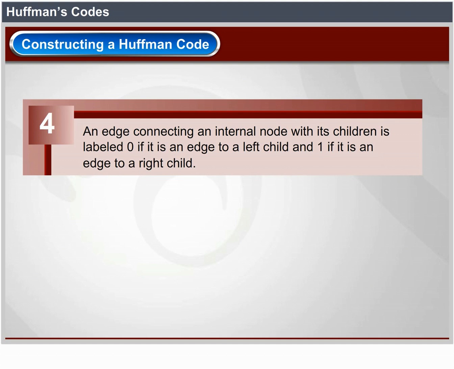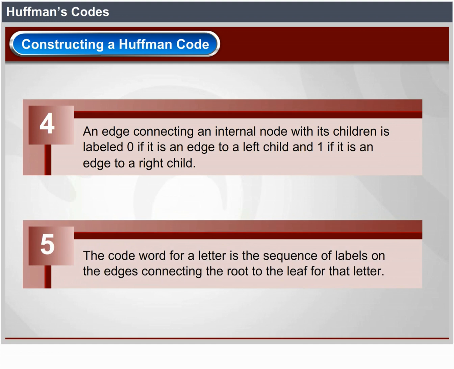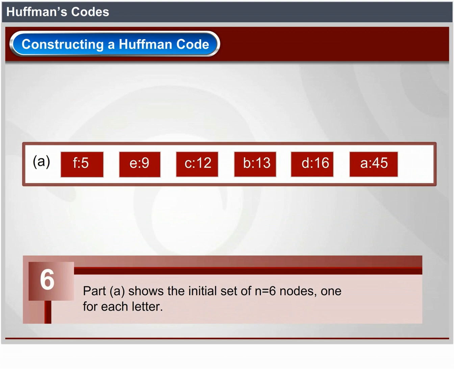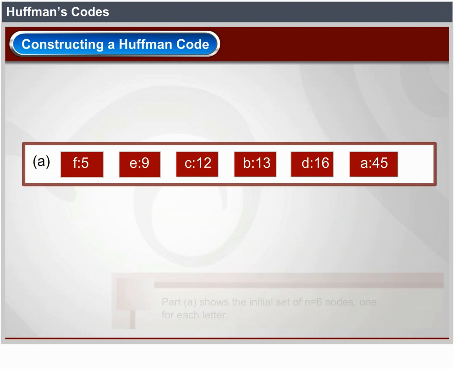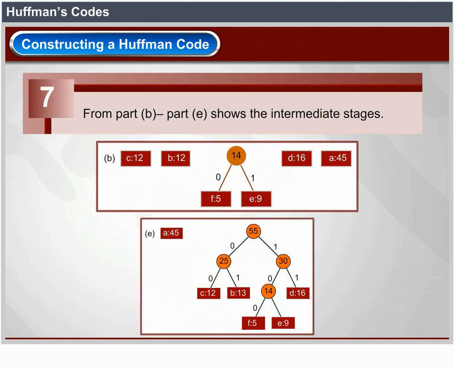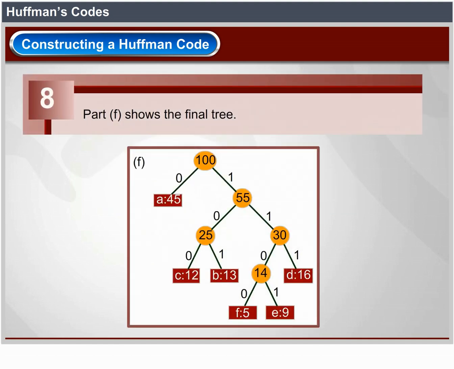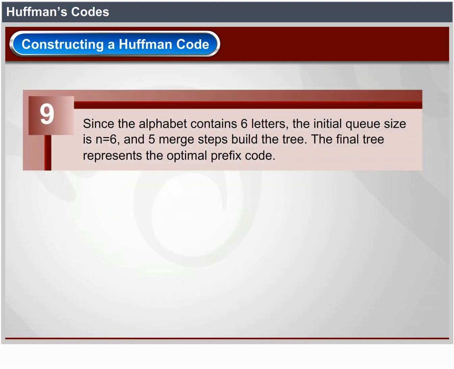The code word for a letter is the sequence of labels on the edges connecting the root to the leaf for that letter. This figure shows the initial set of n equal to 6 nodes, one for each letter. Parts B to E show the intermediate stages. Part F shows the final tree. Since the alphabet contains 6 letters, the initial queue size is n equal to 6, and 5 merge steps build the tree. The final tree represents the optimal prefix code.